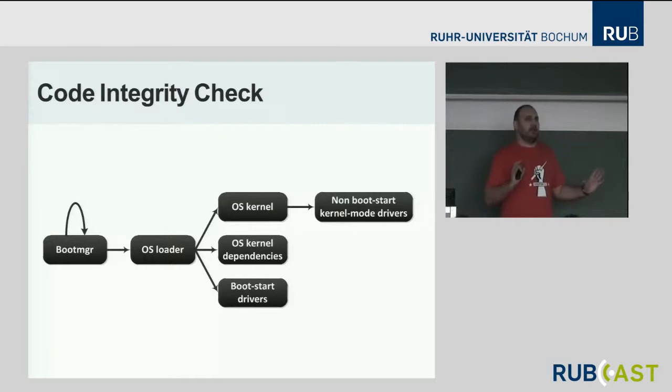This picture demonstrates a chain of trust. It's code integrity checks. First point, the boot manager integrity check. Next, the operating system loader. If you need to modify this point, you need to modify this, this, and this. If you don't modify these points, your code won't work. Rootkits start with modifying the boot manager.